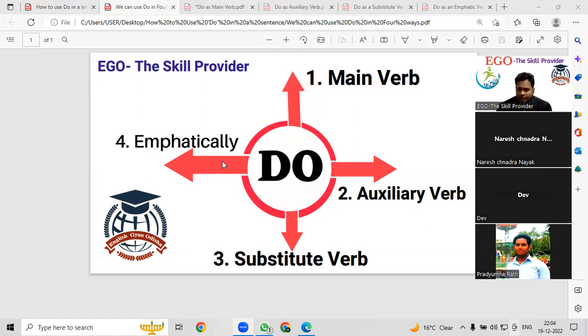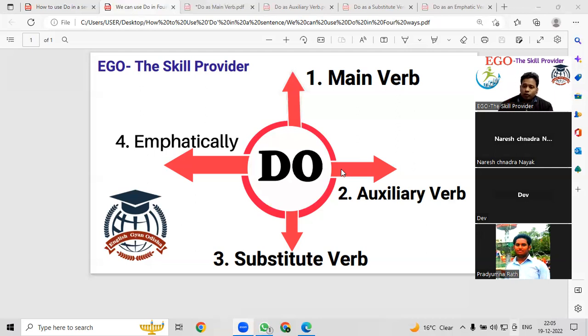So let's try to find out the things. I'm sure you must have seen the main verb, and to some extent you also know how you can use it as an auxiliary verb. But what about the substitute verb and emphatic forms? Lot of things I have seen when we are trying to speak. But what about the substitute verb and emphatic form? Whether you have used it previously. So let me check it out.